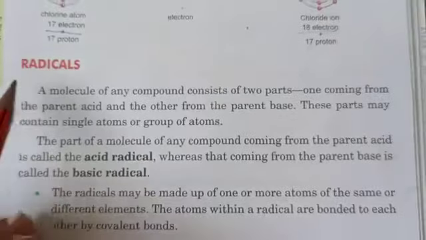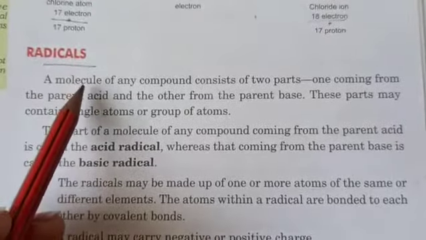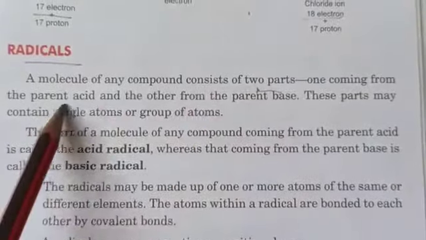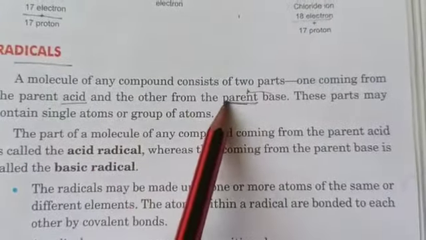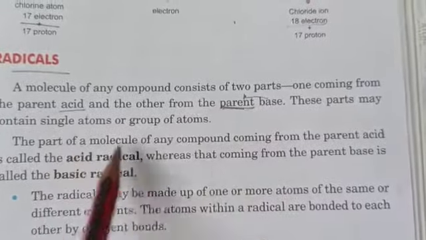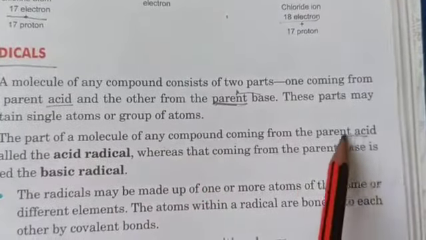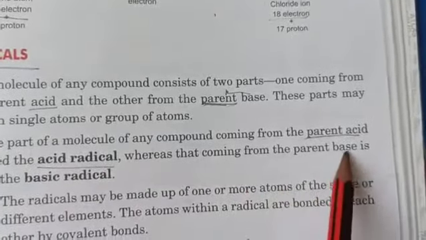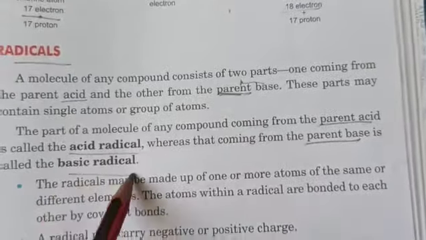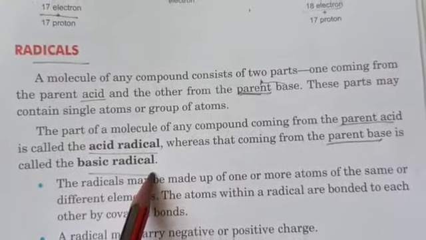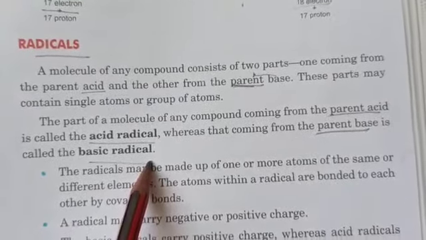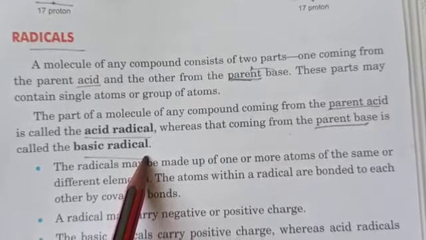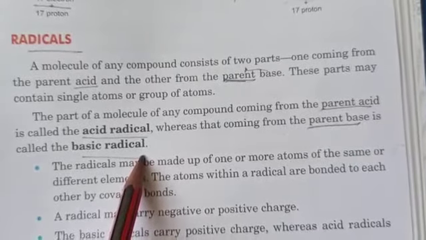Clear? Next topic is radical. A molecule of any compound has two parts. It has two parts, one coming from acid and other coming from base. The part of molecule of any compound that comes from parent acid is known as acid radical, whereas that coming from parent base is known as a basic radical. जी any compound, कोई भी compound है, it has two parts, one is acid, one is base. So that which comes from acid is known as acid radical, which comes from base is known as basic radical.